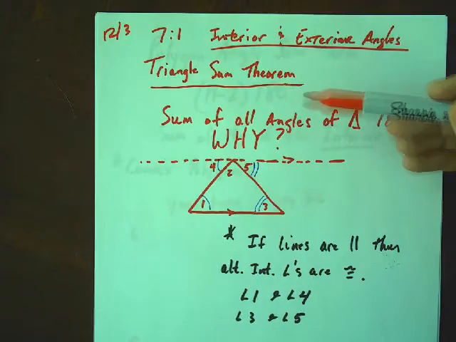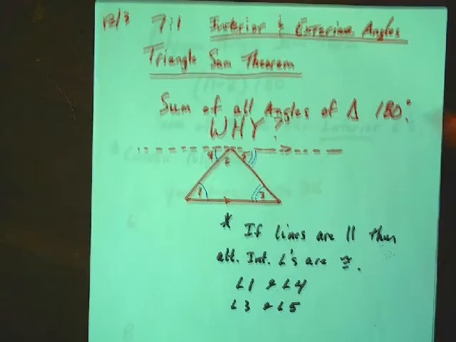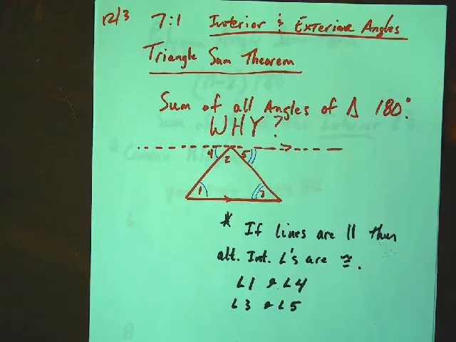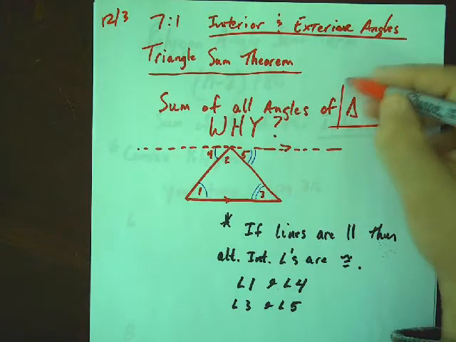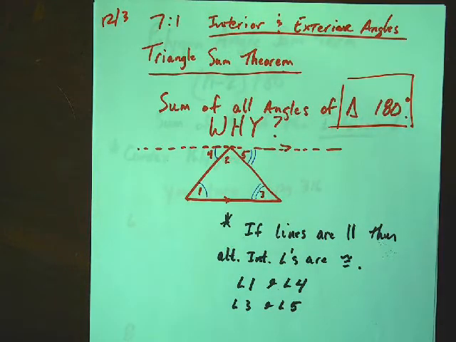Interior and exterior angles, section 7.1, triangle sum theorem. Basically, what the triangle sum theorem is, what we've already talked about. How many degree angles are in a triangle? We all know that it's 180 degrees. Okay, but why? Why does that always work? Here's the reason why.